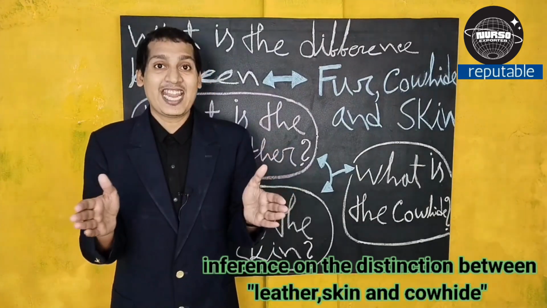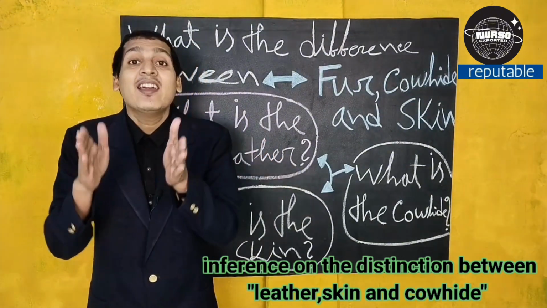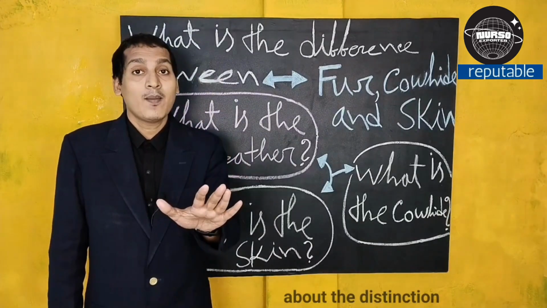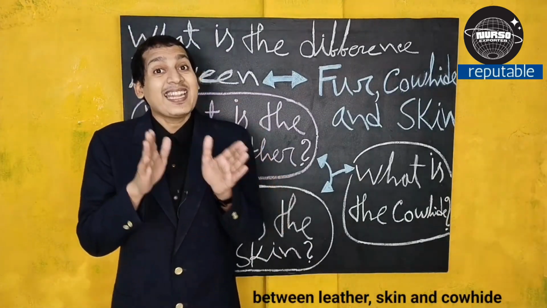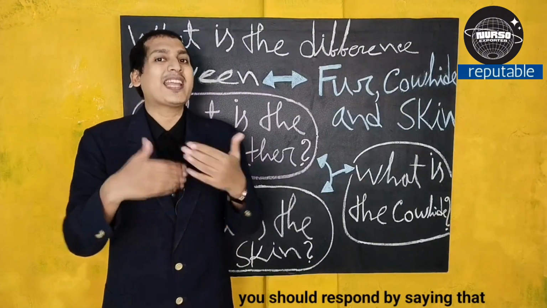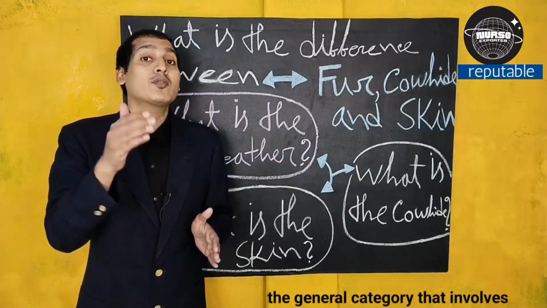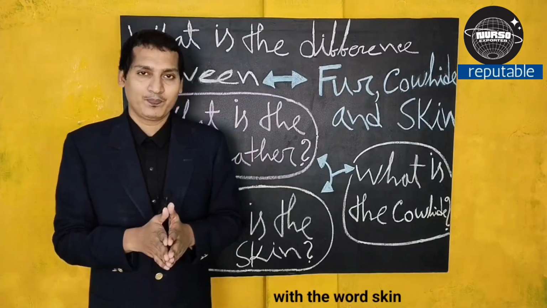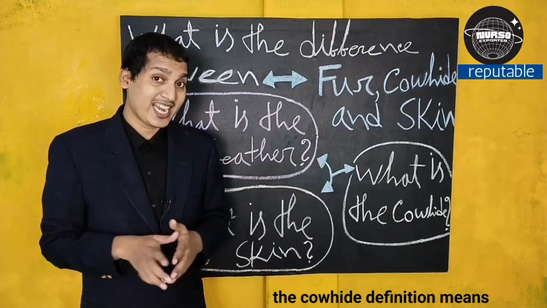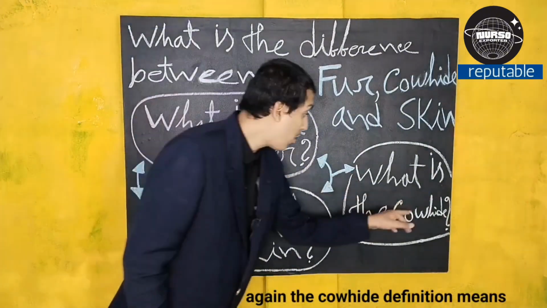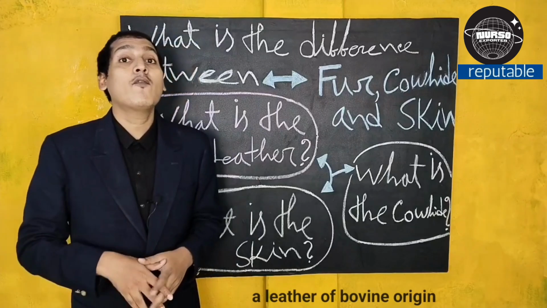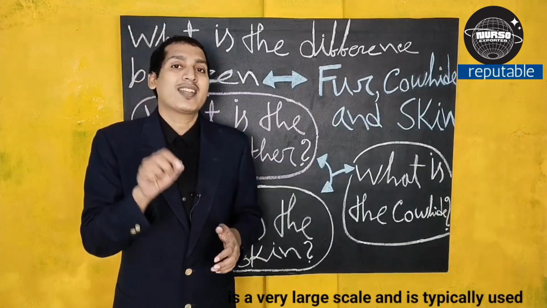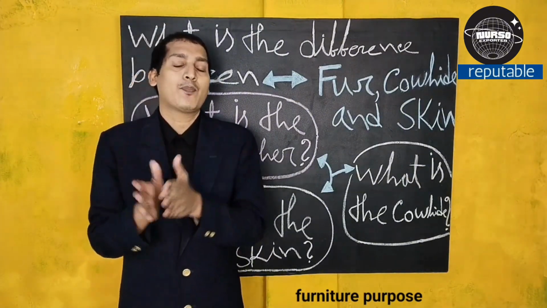Inference on the distinction between leather, skin and cowhide. So, the next time anyone speaks to you about the distinction between leather, skin and cowhide, you should respond by saying that the general category that involves a dermis of an animal is implied at any point with the word skin. The cowhide definition means a leather of bovine origin which is on a very large scale and is typically used for furniture purposes.